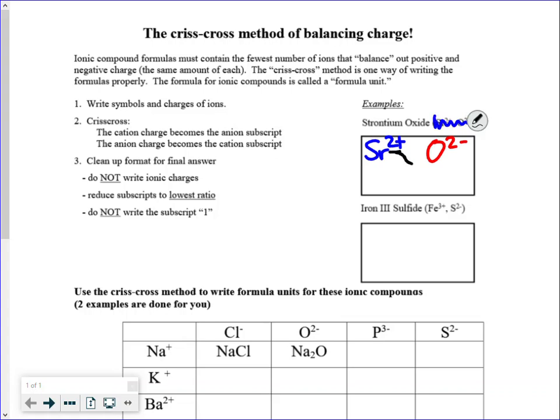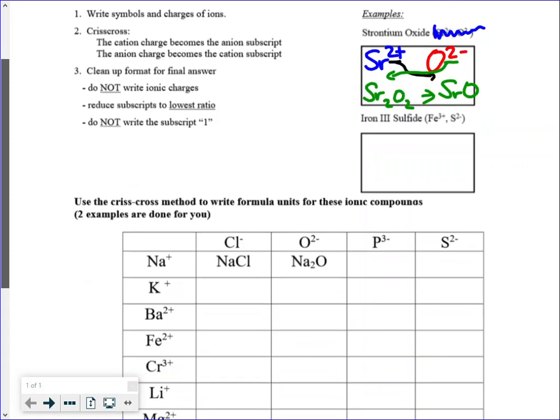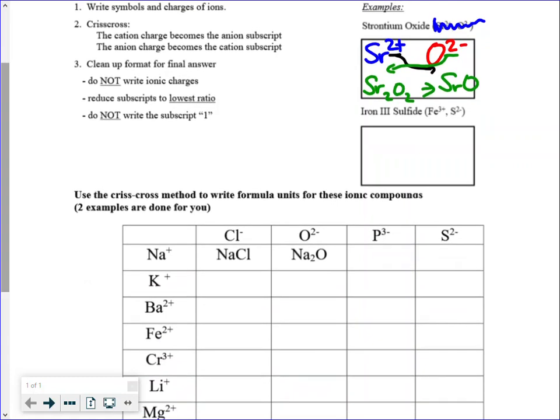Now what I would do is crisscross. Okay, so the 2 here is going to be the 2 on the oxygen. The 2 here is going to become the 2 on the strontium. So yes, it ends up being Sr2O2. But we know we have to have the lowest ratio, so this one would reduce down to what? SrO. Very good. Okay. So let's look at the next example, and then we'll try some in the chart. You do not need to write the subscript 1, though, for a subscript, because if you just have the element symbol there, it means it's an understood 1.